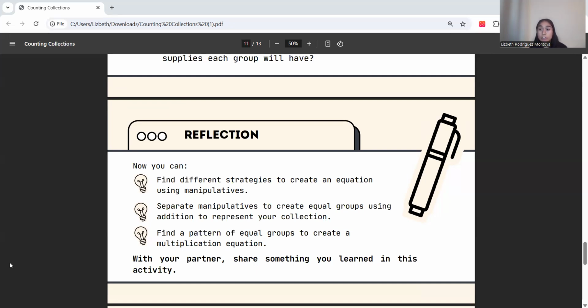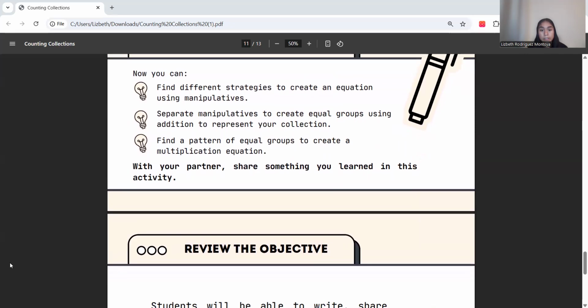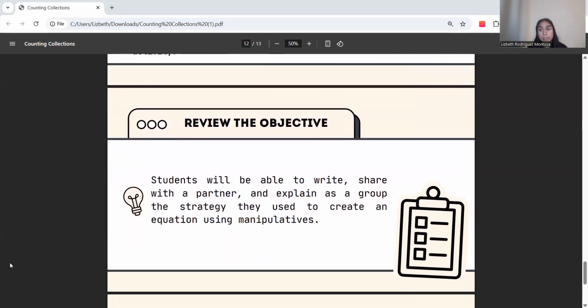So, were you able to find different strategies to create an equation using manipulatives? Were you able to separate manipulatives to create equal groups using addition to represent your collection? Were you able to find a pattern of equal groups to create a multiplication equation? And then we're going to review the objective one last time. Students will be able to write, share with a partner, and explain as a group the strategy they use to create an equation using manipulatives.